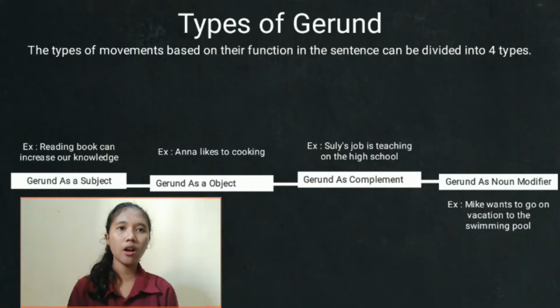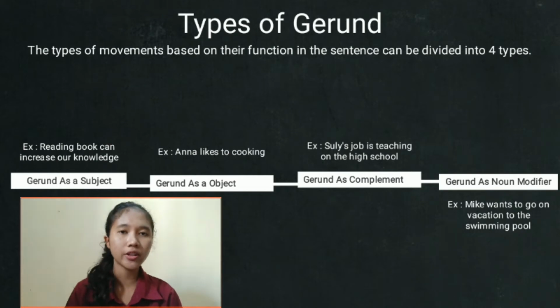Next, types of gerund. The types of gerund based on their function in the sentence can be divided into four types. For the first, gerund as a subject. Gerunds are often used as a subject to talk about activities, behaviors, or opinions. For example, reading books can increase our knowledge. From the sentence, we know that reading is a gerund as a subject.